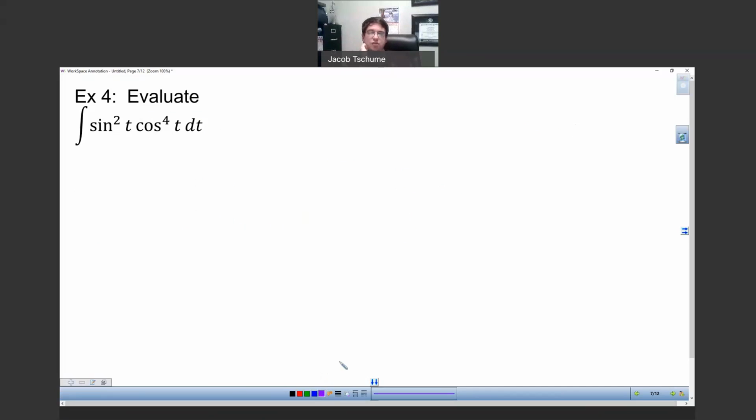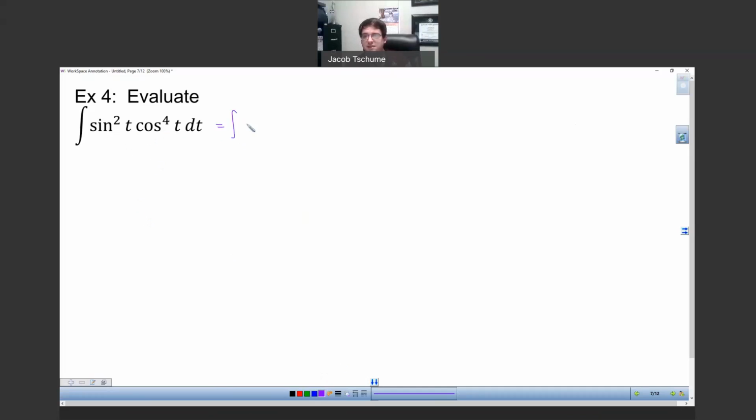Strategy C says, if both powers are even and they are the same power, we could use that variation of the double angle identity. That's not true here. One's a squared and one's a fourth. So the only way to attack this problem is we're going to have to use our half angle identities.